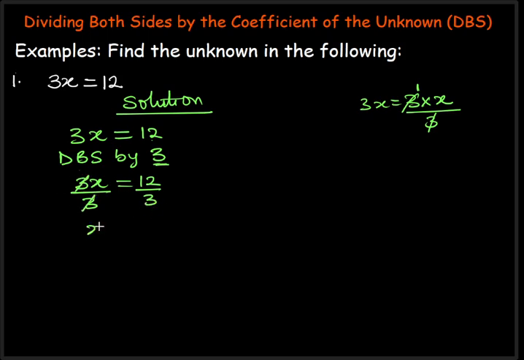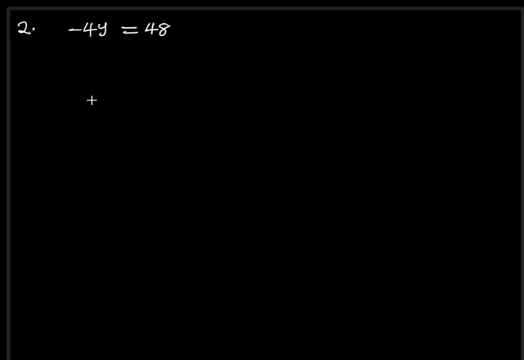And then our x will be equal to 12 divided by 3, which is 4. That is what we are looking for. Okay, we move down to number 2. What do we have? Minus 4y equal to 48.